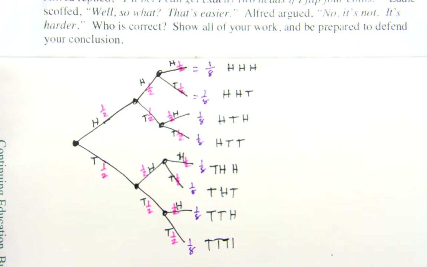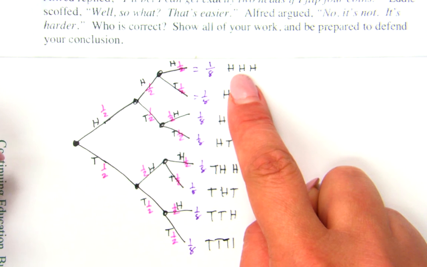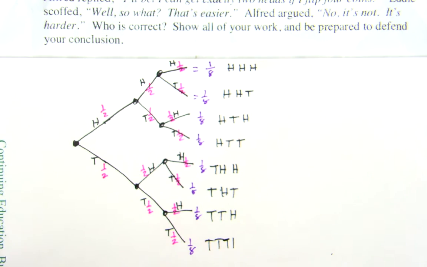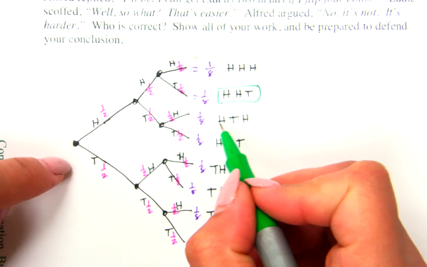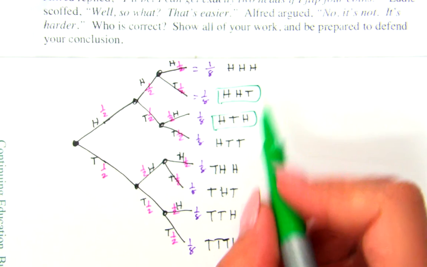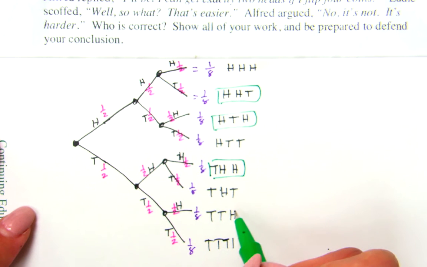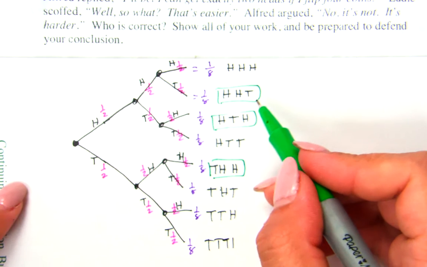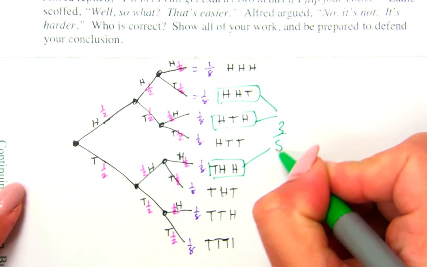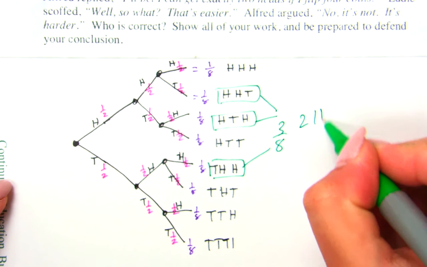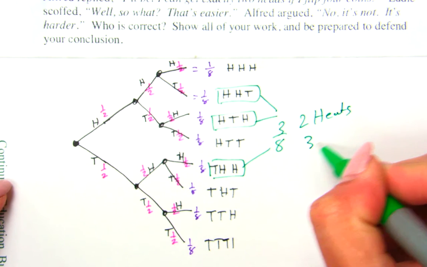Okay, so the probability of getting exactly 2 heads, and only 2 heads. Well, this one is 3 heads, so we don't really need that one. That one's not what we want. Exactly 2 heads is this one. Exactly 2 heads is that one. Exactly 2 heads is this one. And that one's tails, 1 head. So basically 1, 2, 3. So the probability is going to be 3 out of 8 that we actually get 2 heads when we flip 3 coins.